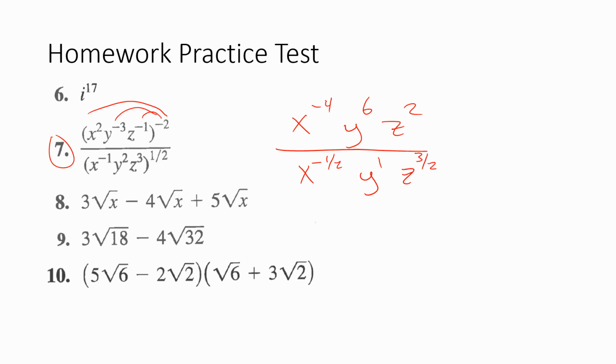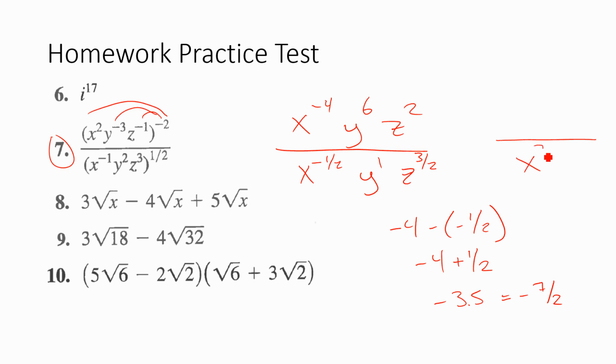We'll deal with both of these. So negative 4 minus negative 1/2. We're going to subtract the fractional powers. So this is negative 4 plus 1/2. And on this, we'll end up with negative 3.5, which is negative 7 over 2. So we're going to end up with, as our final answer, x to the 7/2 in the denominator, because it's a negative. All right, with the y's, that's fairly straightforward.